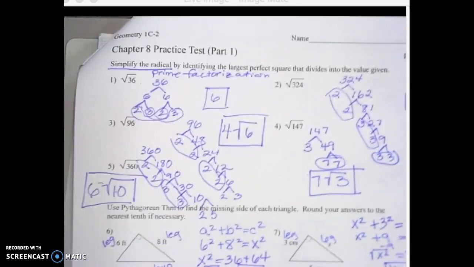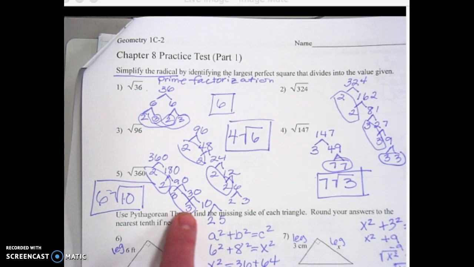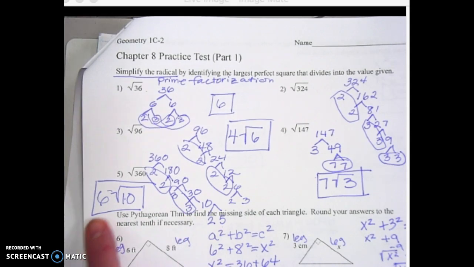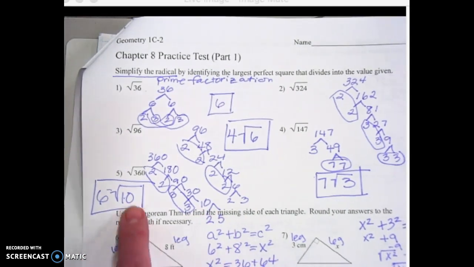Number 5, you're going to take the prime factorization of 360, which is 2 times 2 times 3 times 3 times 2 times 5. So one of the 2's comes out, one of the 3's comes out. That gets you the 6. The 2 and the 5 don't have pairs, so they multiply and get the 10 inside the radical.